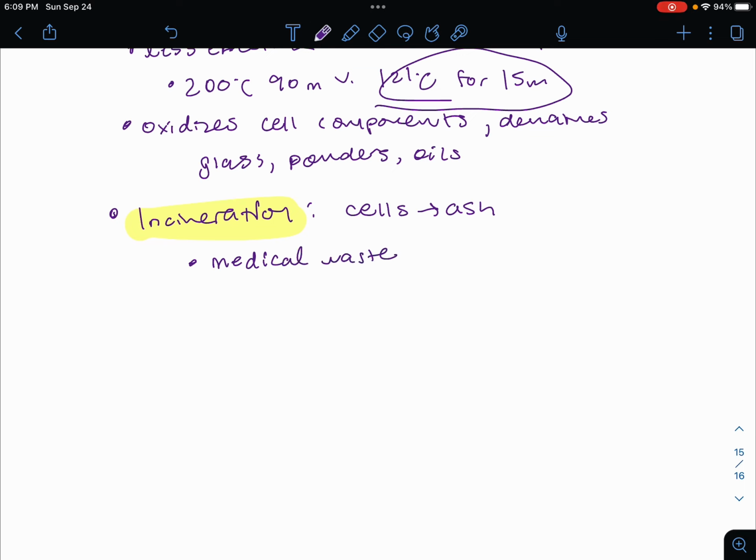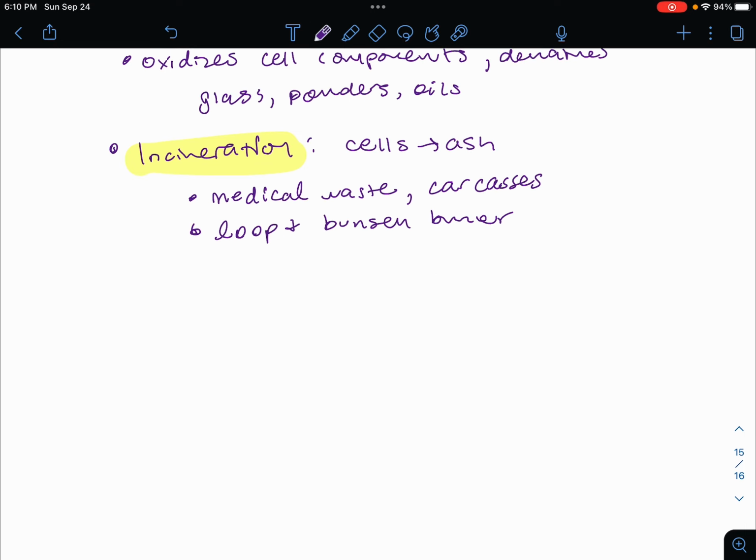We also get rid of carcasses in the medical field as well as in the biological field through incineration. And we mentioned already the loop and the Bunsen burner is a method used in schools or in colleges when they're teaching labs. So you, of course, flame the loop, and that is incineration.